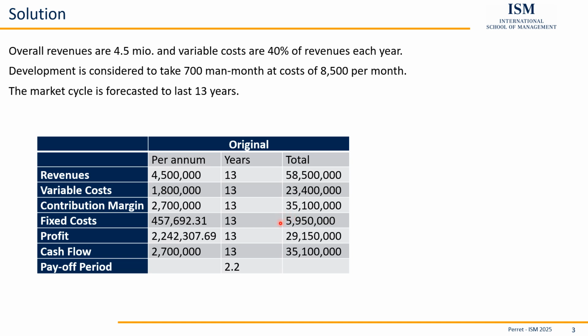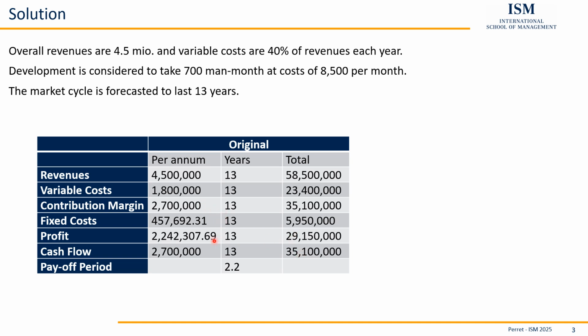So that's the fixed cost for the whole project. Dividing them by 13 gives me the respective per annum value of the fixed costs. So it's just a distribution of fixed costs over all the years of the market cycle. Well, if I have fixed costs and contribution margins on both sides, I can calculate my profits. And since I do not have any additional information, I can assume that the cash flow each year and in total equals the contribution margin.